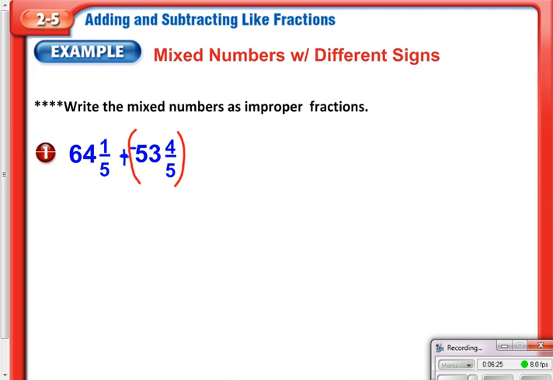Next example, mixed numbers with different signs. This is why we went ahead and converted, because when it's different signs, for instance 64 1/5 is positive and negative 53 4/5 is negative, it's easiest if you go ahead and convert to improper fractions. So that's why I'm just getting the habit of taking every mixed number and converting it into improper when we're adding and subtracting. It'll just save you so much more pain in the end.